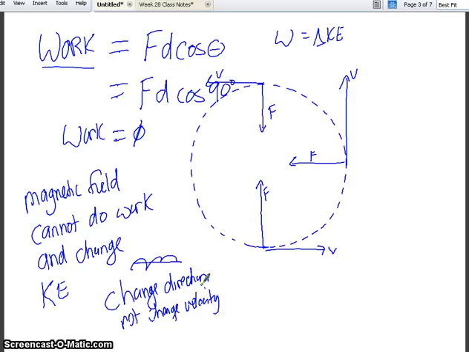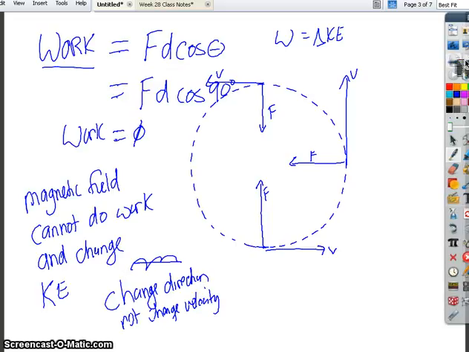Anything moving in a circular path has no work done on it. It's changing direction, but the kinetic energy is not changing, therefore no work is being done. So that is it for understanding the motion of charged particles in a magnetic field.